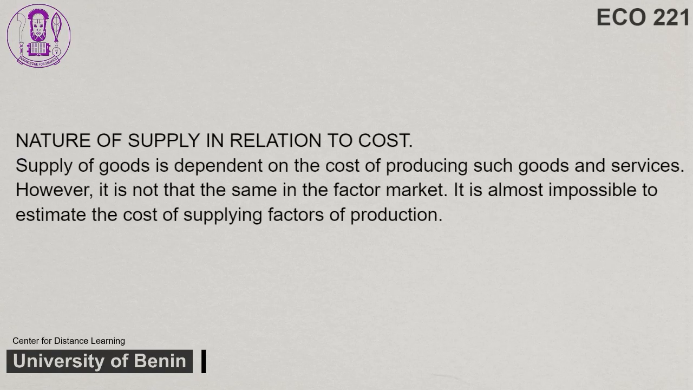Nature of supply in relation to cost. The supply of goods is dependent on the cost of producing such goods and services. However, it is not the same in the factor market. It is almost impossible to estimate the cost of supplying factors of production.